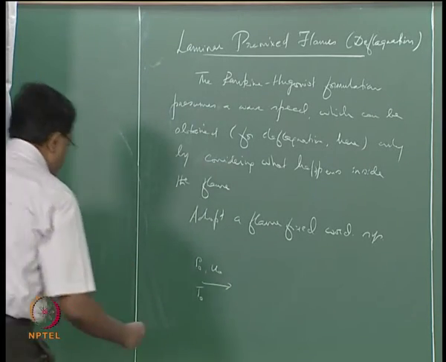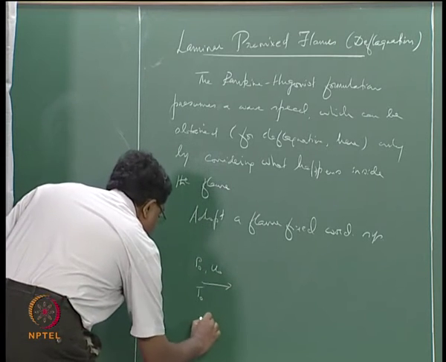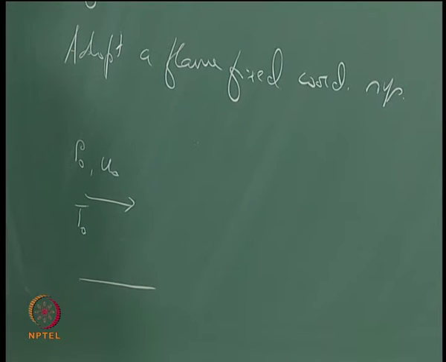And so if I now were to plot my temperature T, it starts from T naught for the reactants, and of course you can say Yi naught for the reactants.